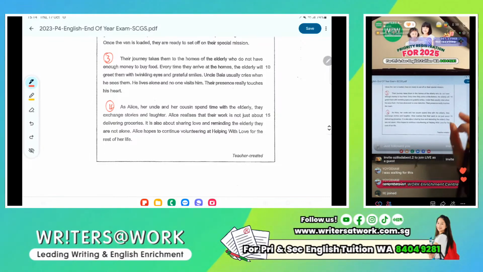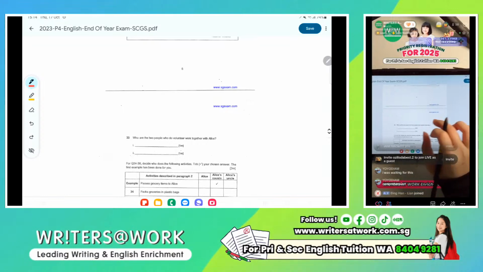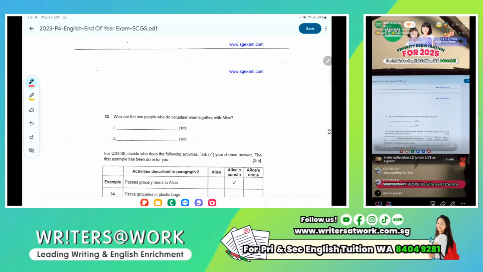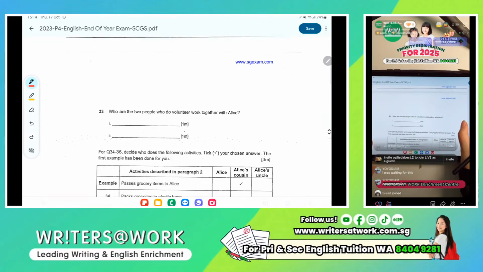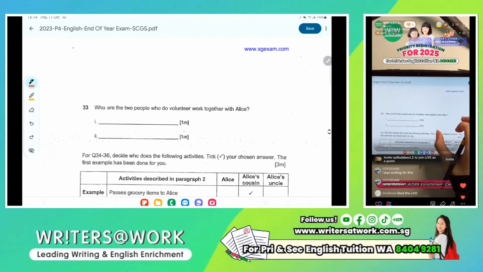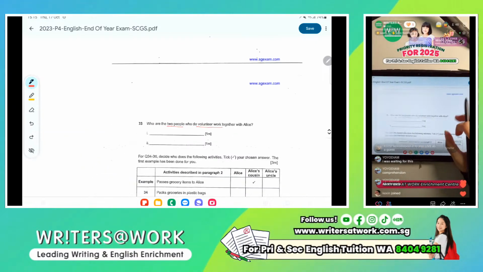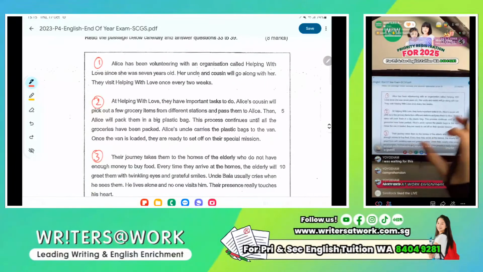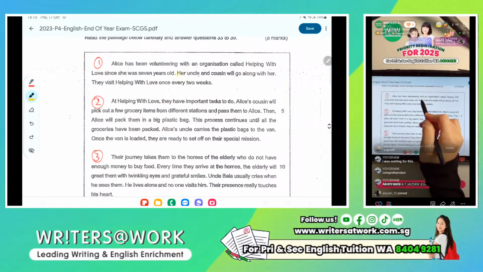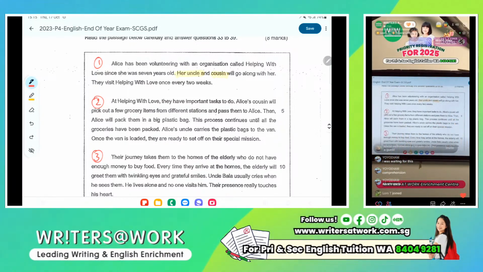Okay, so do all of you do volunteering events? Do all of you have experience doing volunteering events with school or with your family, just like Alice, right? So, who are the 2 people who do volunteer work together with Alice? Okay, yes, Yo-Yo Dam says Alice's uncle, right? So you can see over here, her uncle and cousin. Right, her uncle and her cousin, yes. Okay, very well done. Alice's uncle and Alice's cousin.